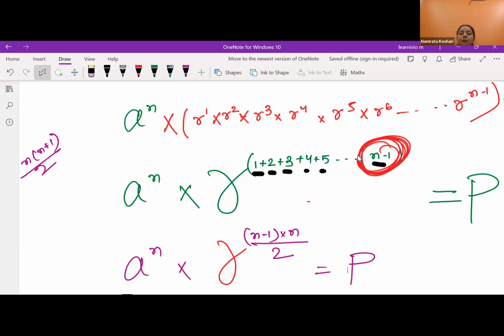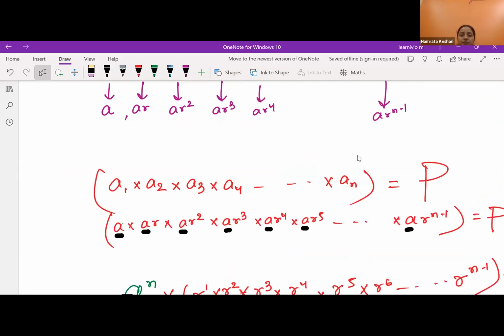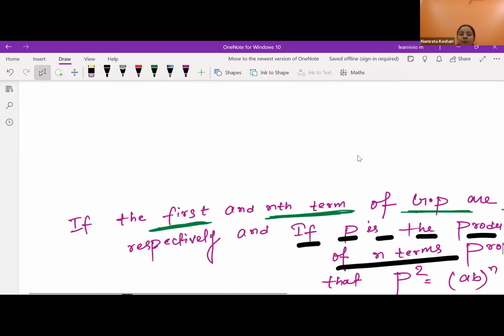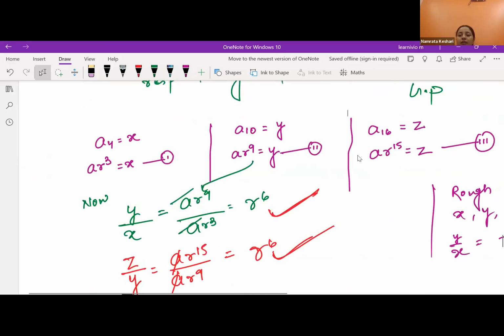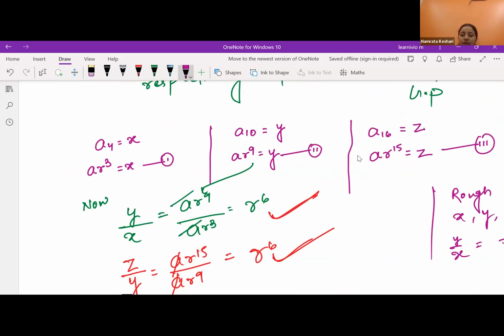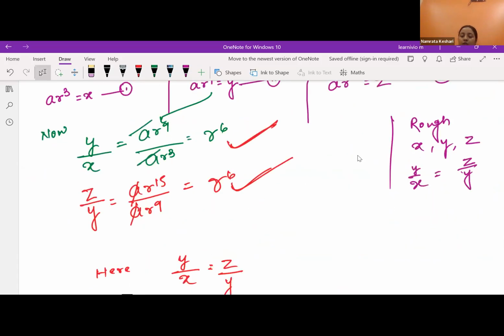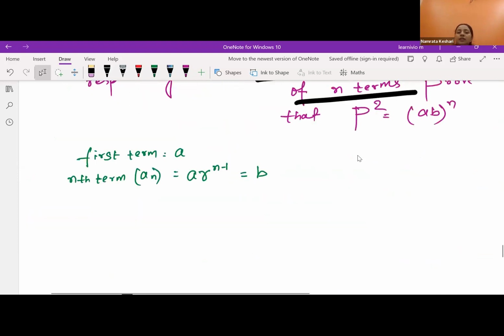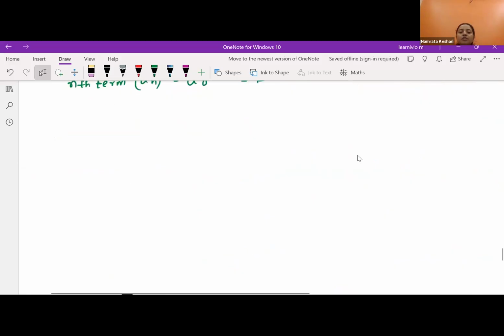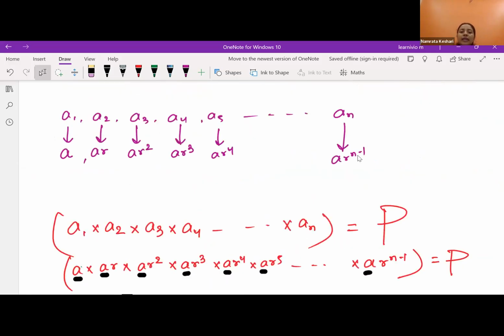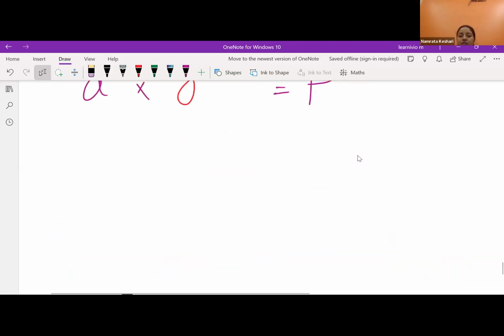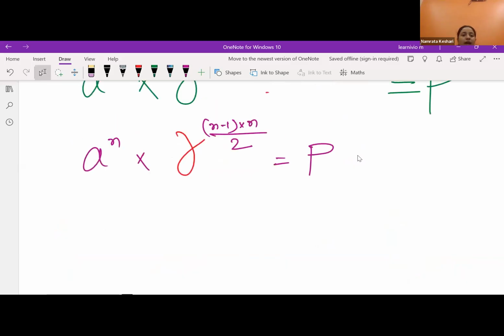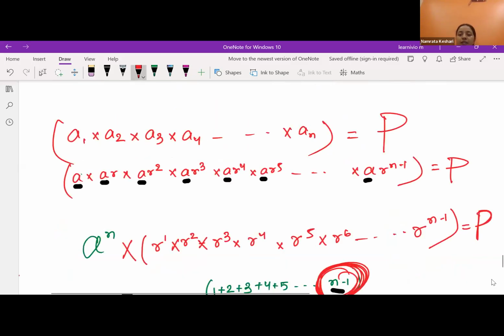Now just see the proof part. Here we have to show that p square is equal to ab to the power n. There are two ways to do it. By doing the arrangement, we have to prove that p square is ab to the power n. This is our p, and we have to show that p square is ab to the power n.